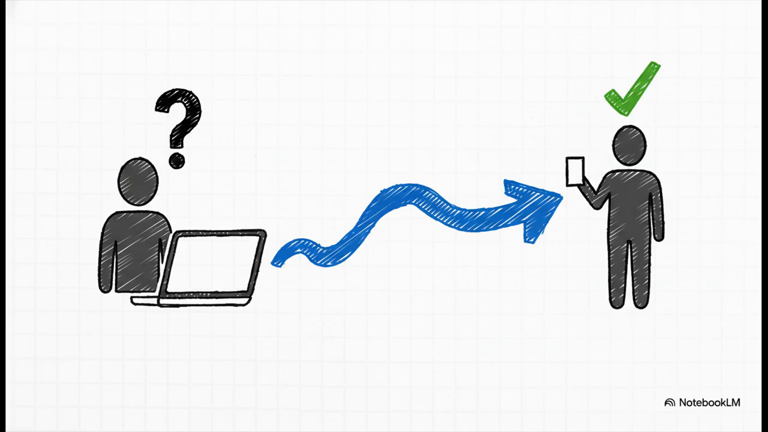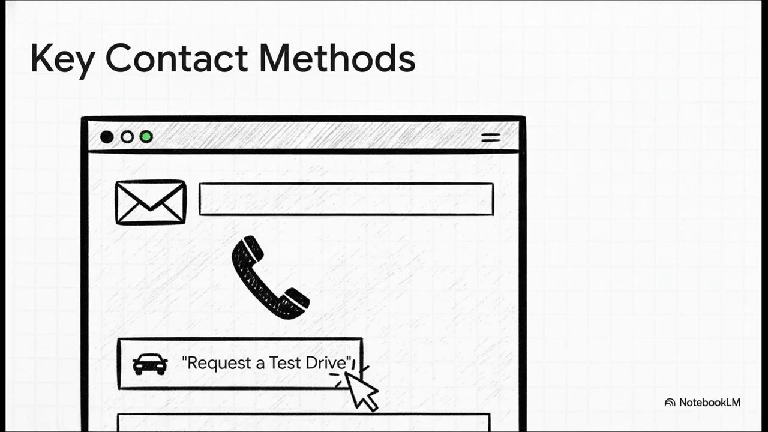Let's be real. The whole point of this website is to generate more business for the dealership. So how do we actually do that? By providing super clear, impossible-to-miss calls to action. A simple contact form, a phone number that's displayed prominently on every page, and a really specific, high-intent button like Request a Test Drive. These things are essential. They are the digital handshakes that kick off the sales conversation.